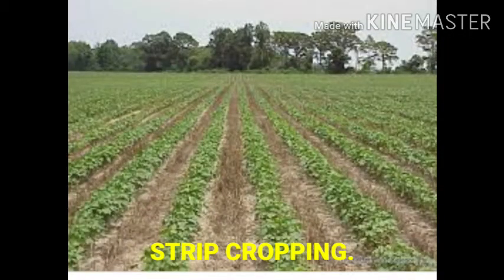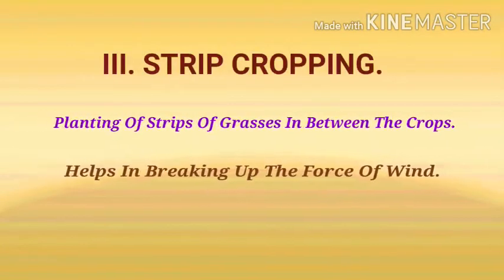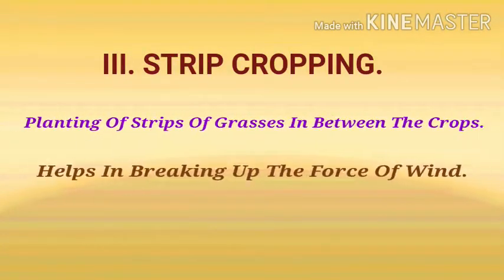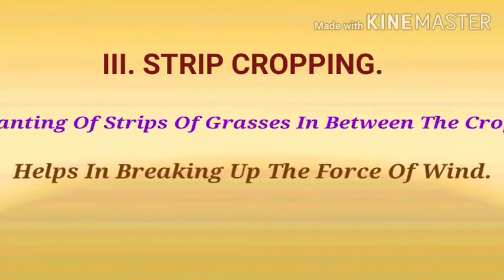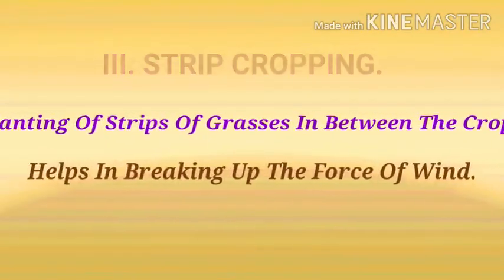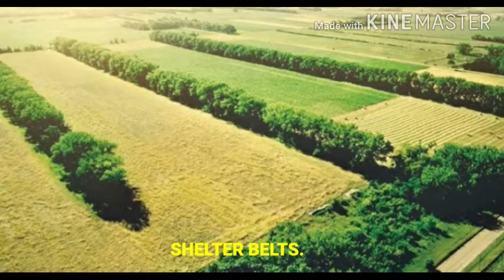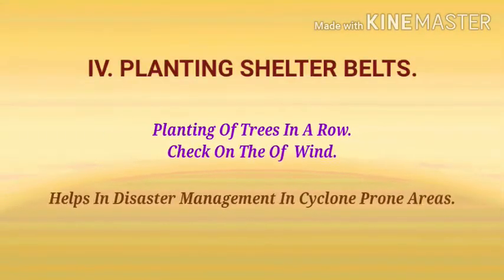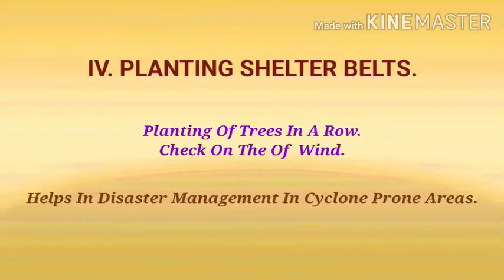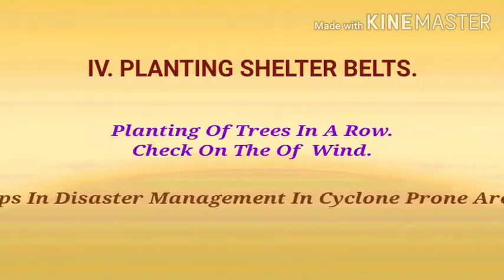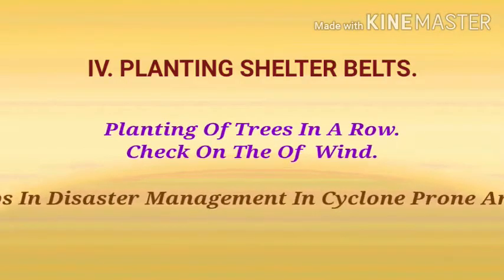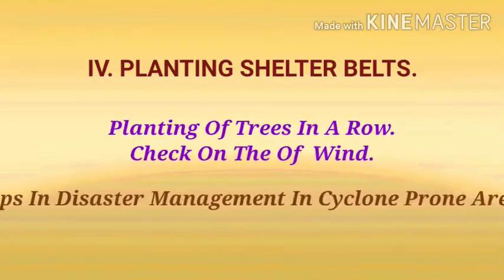The third agricultural technique is strip cropping, in which strips of grasses are left to grow in between the crops in order to break up the force of the wind. Planting of trees in a row, known as shelter belts, helps to check the force of the wind and also prevents the spread of deserts and helps in disaster management in cyclone prone areas.